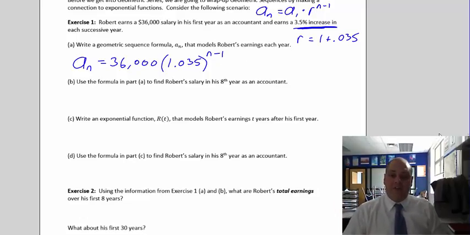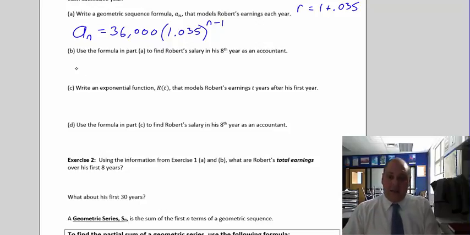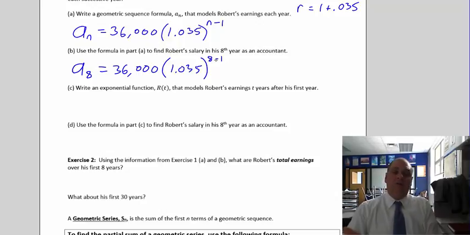So now we can use that formula in Part B. We can use the formula from Part A to find Robert's salary in his 8th year as an accountant. You know, we did A1, A2, A3, A4. A5 would be his 5th year. A sub 8 would be his 8th year. We've done this. 36,000 times 1.035 to the 8 minus 1 power. And of course, that's 7, right? 8 minus 1 is 7.